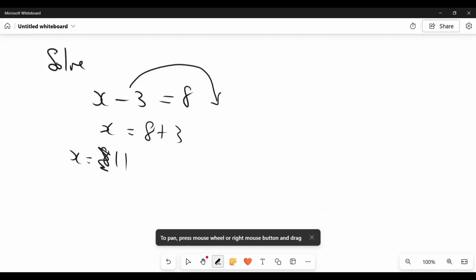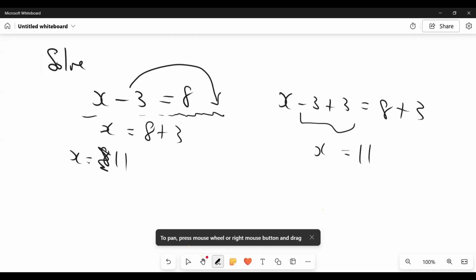What I'm trying to tell you is that this here is not real mathematics. It's a shortcut that has been developed, and people accept it and we're doing it, right? What in effect you're doing is adding 3 to both sides, right? You're adding 3 to both sides, and this becomes 0, so you get x equals 11, right?